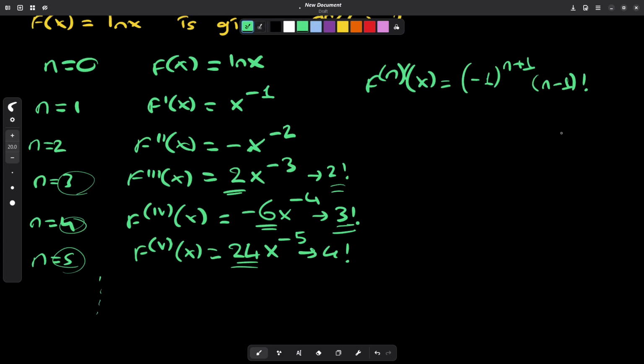The most important part is, what is the power of x? Let's see. When n is 4, power is minus 4. When n is 3, power is negative 3. When n is 2, power is negative 2. So therefore, the power is x to the power of minus n. Let's try to write in a cleaner form, we can write n minus 1 factorial over x to the n.